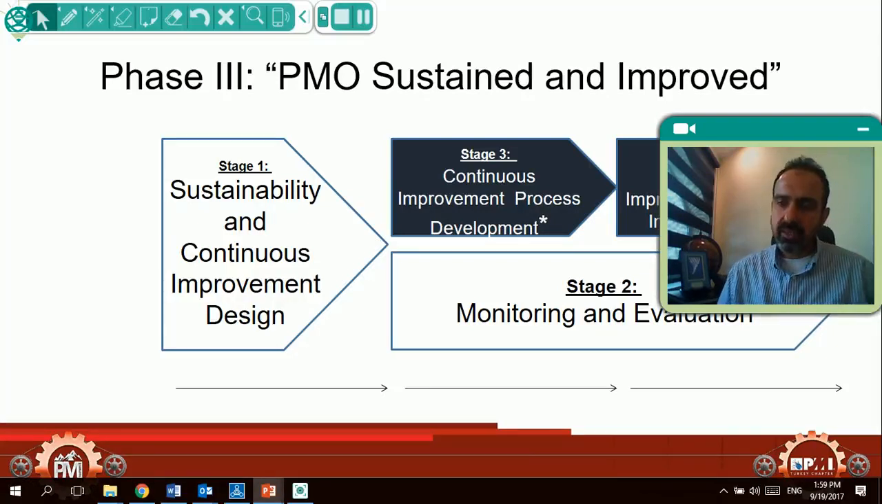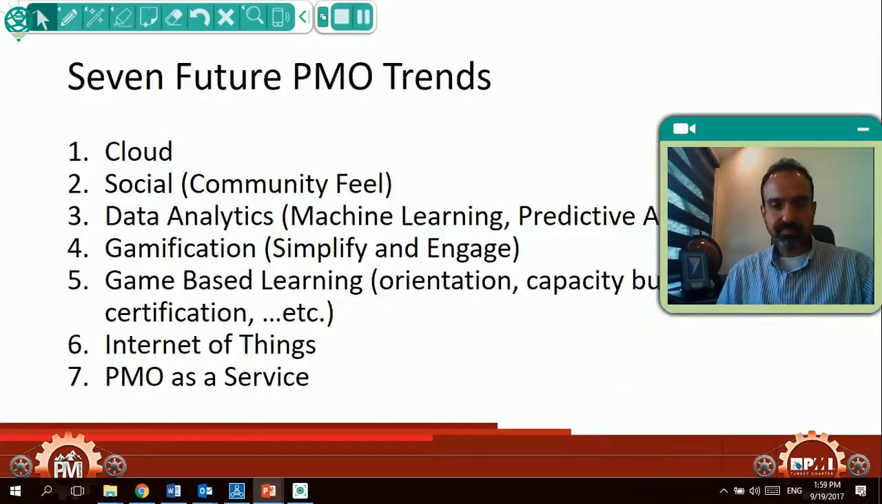Once you do these 3 steps, you will have a PMO that is already operational and showing value quickly. You will have a PMO that's making use of data that is already available in organizations. Many organizations are not looking at it. And a PMO that will sustain and improve on a regular basis.